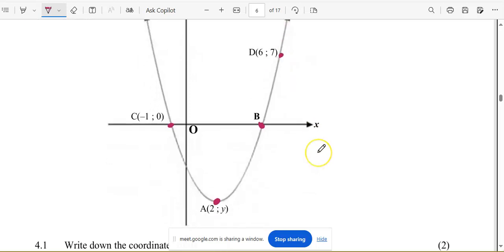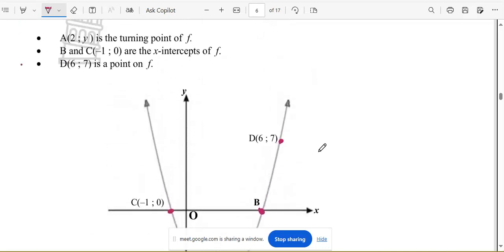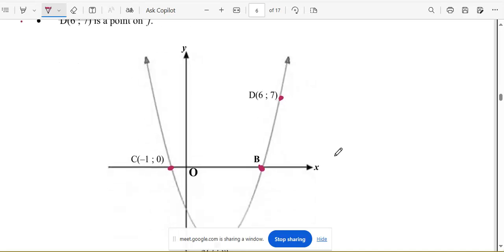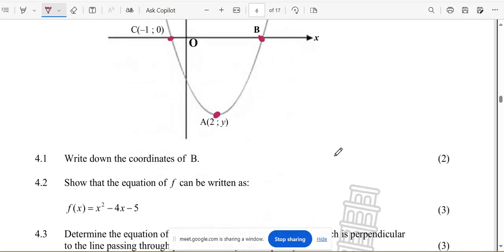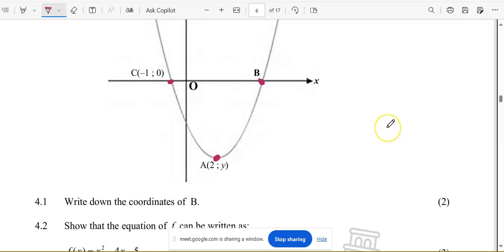Let's answer the first question. Write down the coordinates of B. Can someone please tell us how do we find the coordinates of B without making any calculations? How many marks? 2 marks. What will be the coordinates of B? How can we find the coordinates of B?